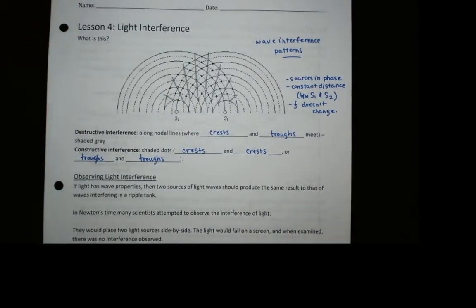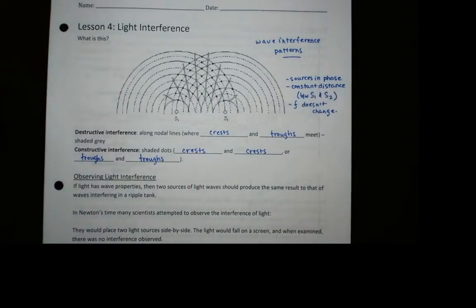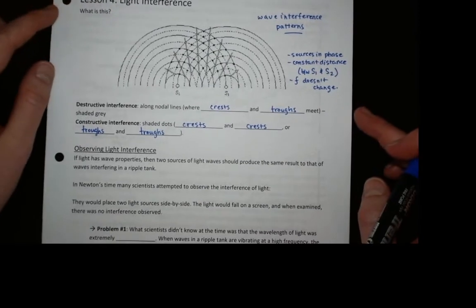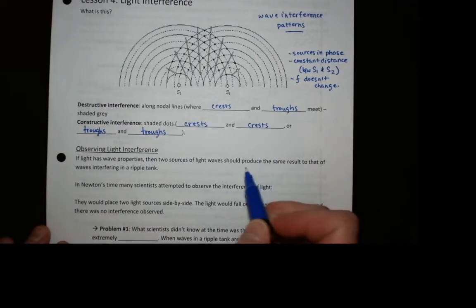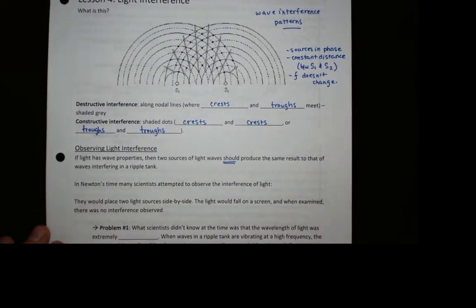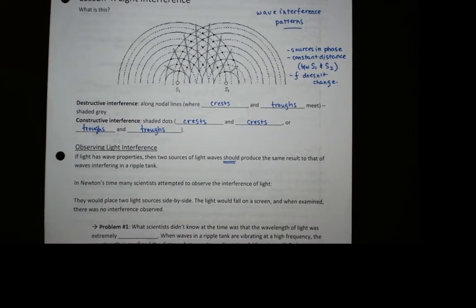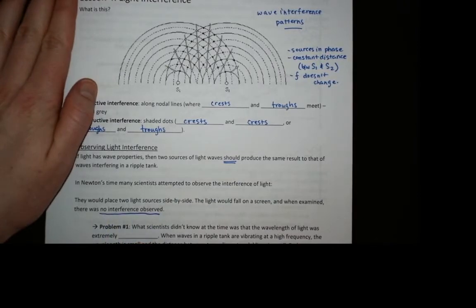So light is a wave, so in theory, if you have waves creating an interference pattern in water, such as this, you should also see light creating some kind of interference pattern. So if light has wave properties, then two sources of light waves should produce the same result to that of waves interfering in a ripple tank. So in Newton's time, many scientists attempted to observe the interference of light. And to do this, they would place two sources side by side. The light would fall on a screen, and when examined, there was no interference observed, which shouldn't have happened.